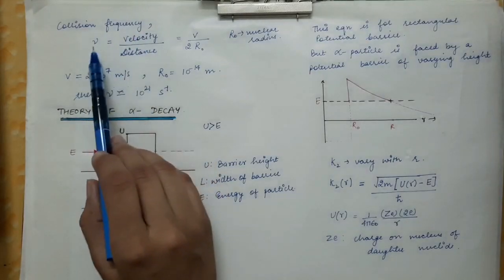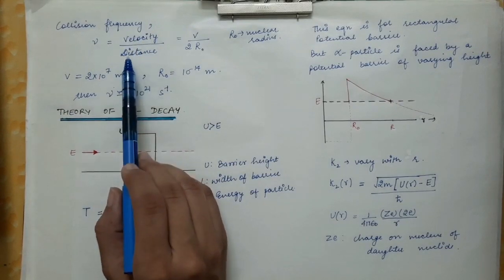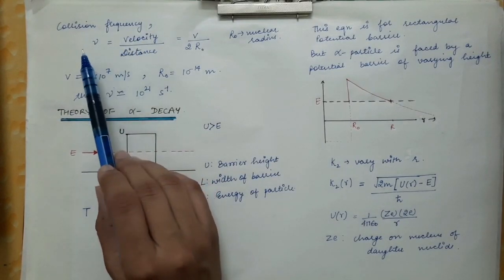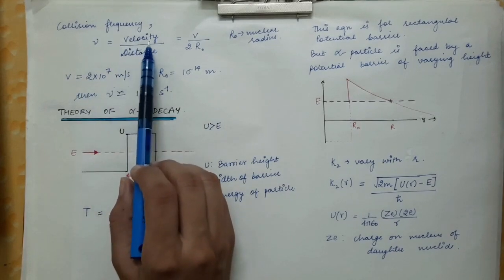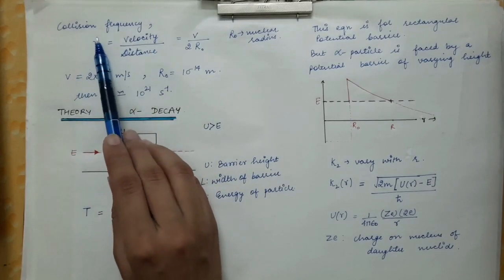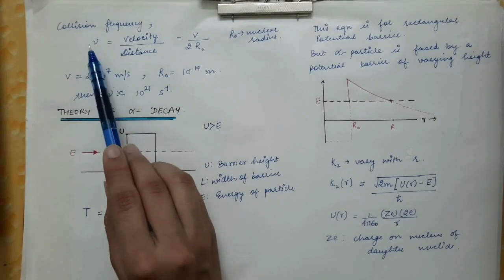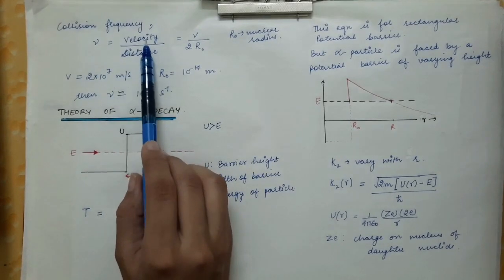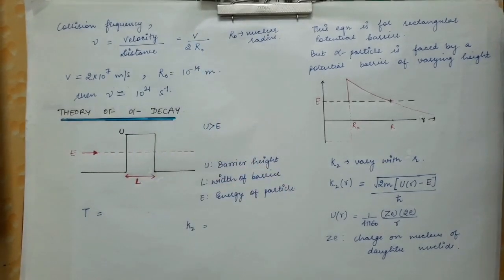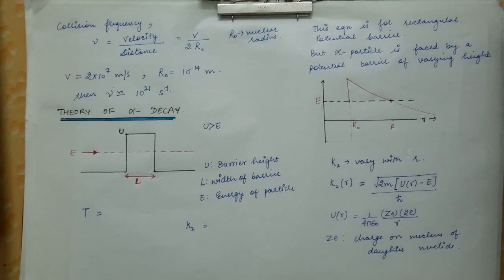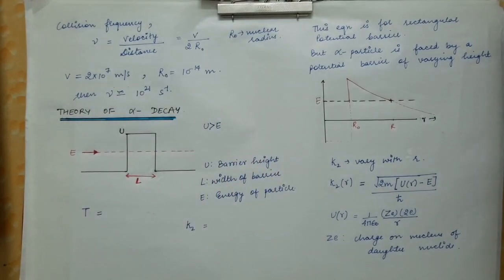Now the collision frequency nu. What is frequency? It is equal to velocity over distance traveled. Time is equal to distance over velocity, and time is the inverse of frequency, or you can say frequency is the inverse of time. So frequency will be equal to velocity over distance. Now let's say v is the velocity of the alpha particle inside the nucleus, divided by the distance traveled by the alpha particle.